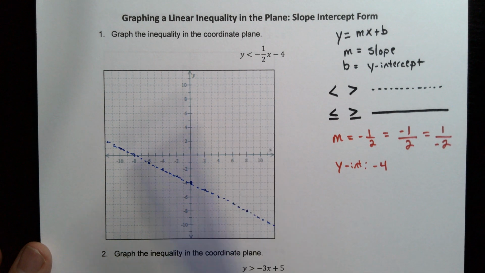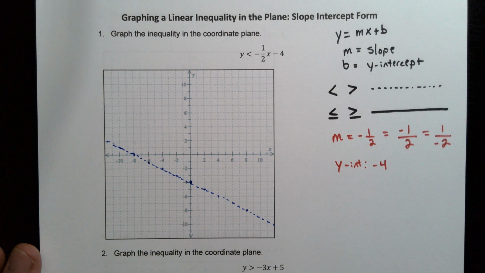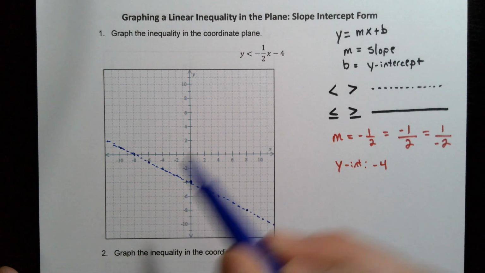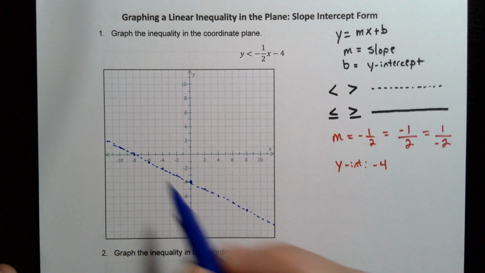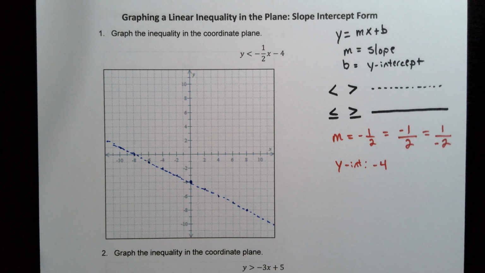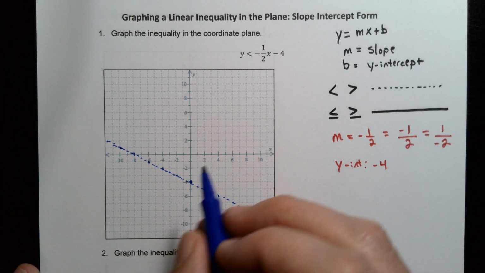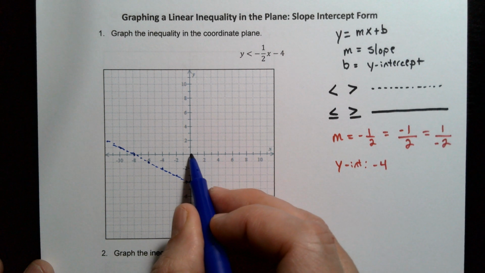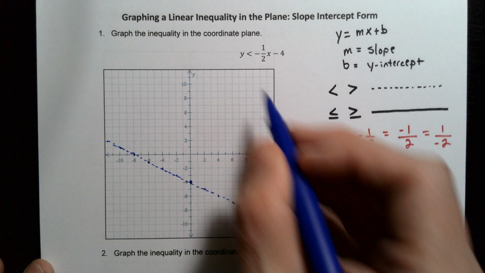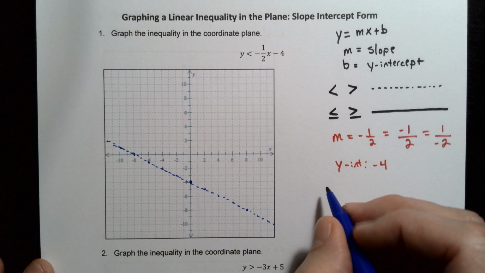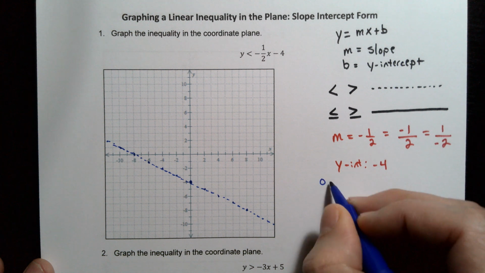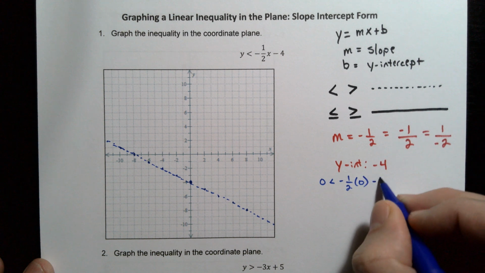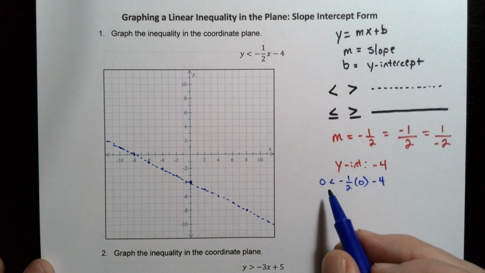Less than, down. Okay, another way of thinking of it is just plot a point on either side of this line. Just pick a side, it doesn't matter, above it or below it, and see if it's true. Okay, so if I choose a point, let's say 0, 0 is always a good one to choose because they're all zeros. So 0, 0 is in this region. So if I plug in 0, 0 and it's true, then that's the side I want to shade. Okay, so is this true? Is 0 less than -1/2 times 0 minus 4? Is that true?